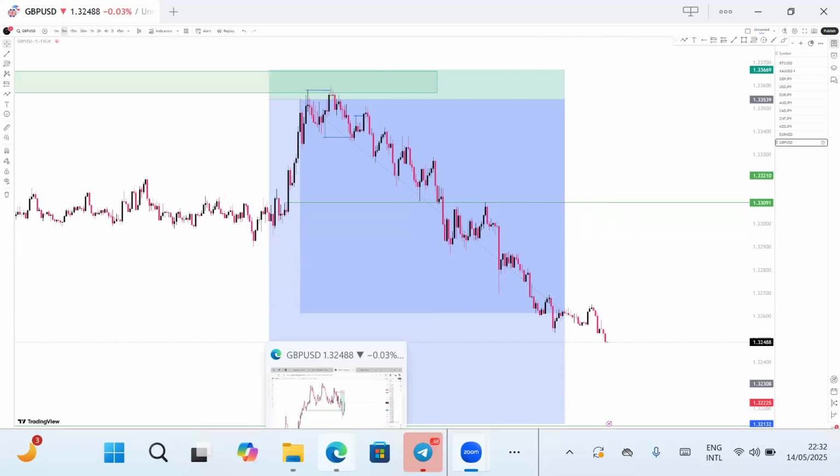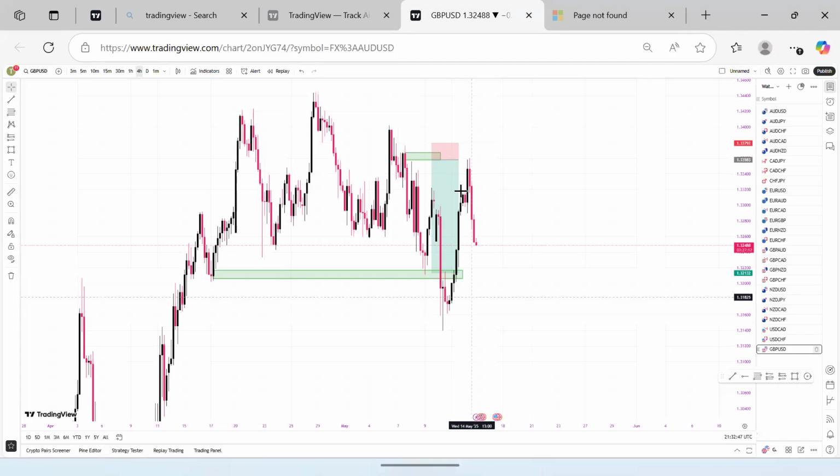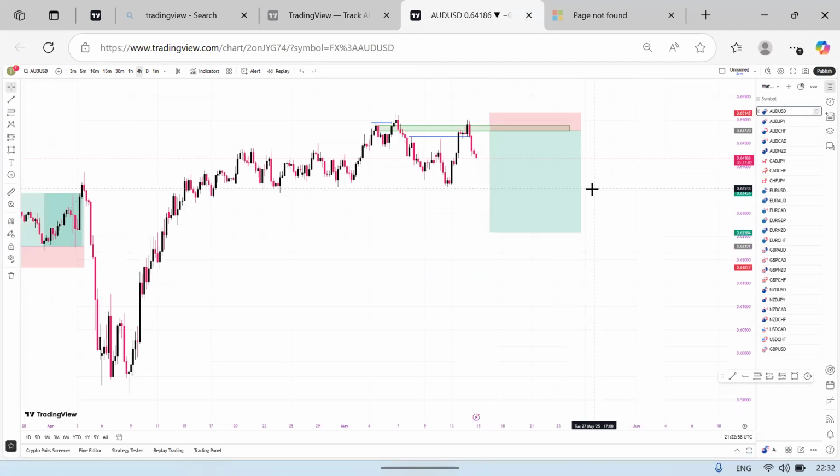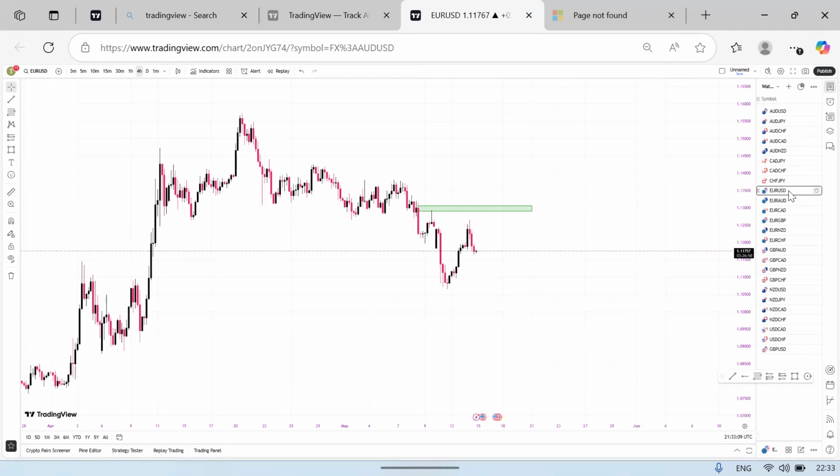I have other setups on these pairs. This GBPAUD is the same GBP that I analyzed. I think I have a setup on it here, but I didn't take it because they are slow pairs, so I don't take them. I only give them to my students to take sometimes, but I don't really take them.